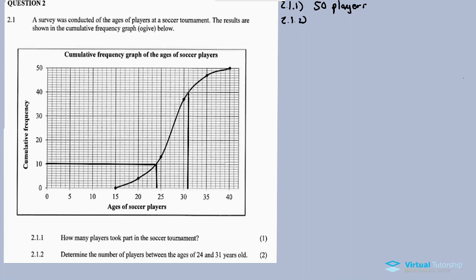Now 31. So if I project the line, I can see that at this intersection I find that there are 40 players aged 31. So therefore we want the difference between these two numbers, so 40 and 10. Why? Because it's for the number of players between 31 and 24. So it's going to be 40 subtract 10 is equal to 30 players. It's 30 players between the ages of 24 and 31.